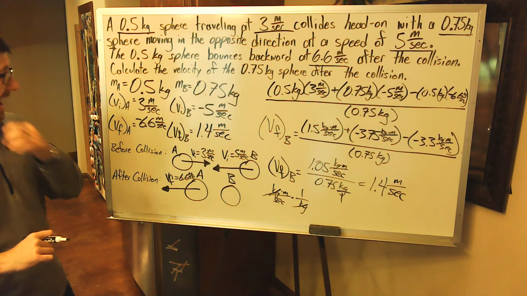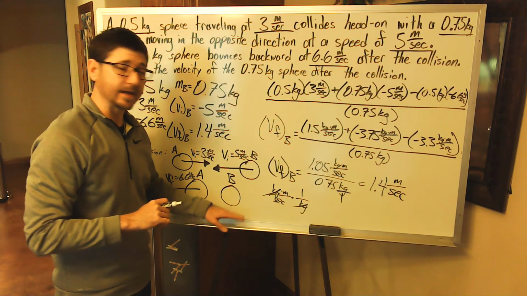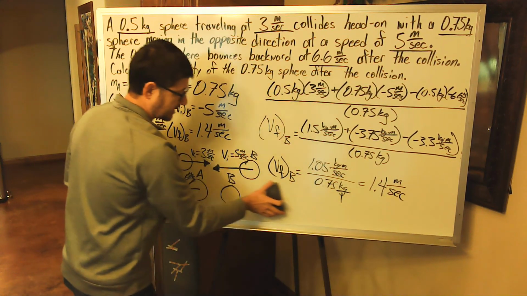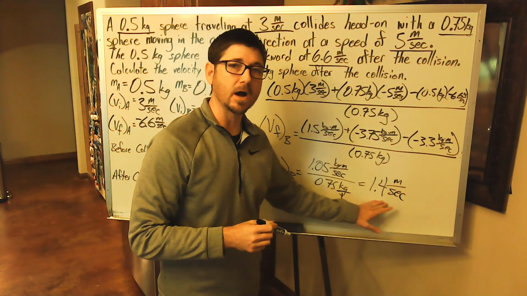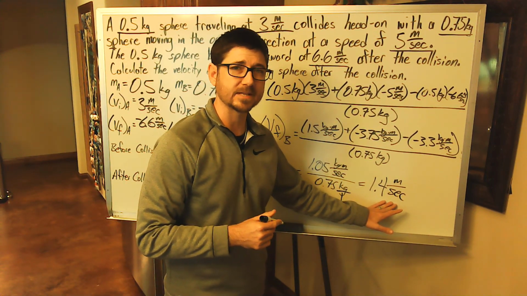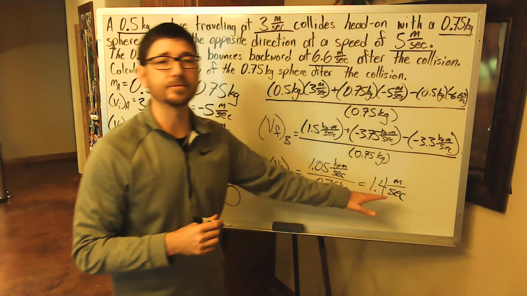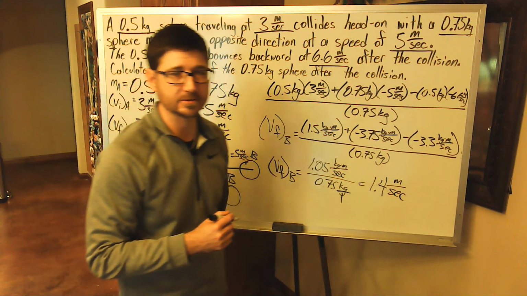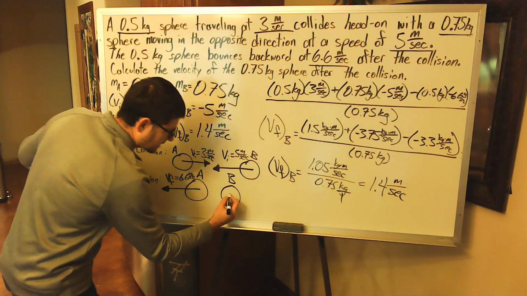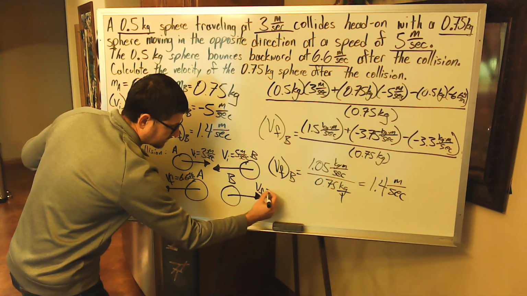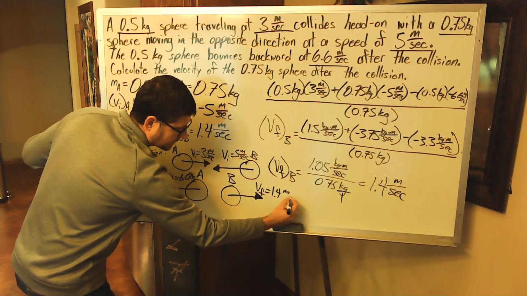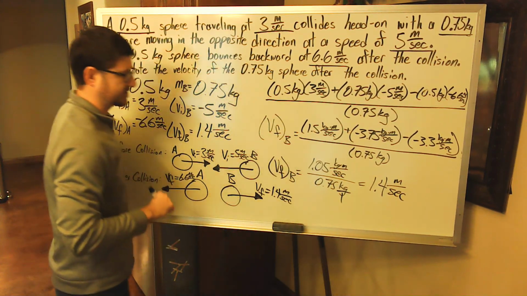So on our after collision picture, we need to go ahead and complete this. Remember that velocity is a vector, so this is a positive 1.4 meters per second. That means it's going to be moving in a positive x direction. So sphere B, final velocity 1.4 meters per second.